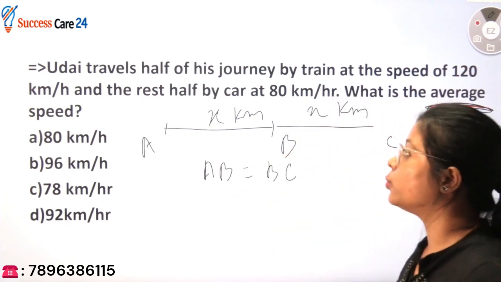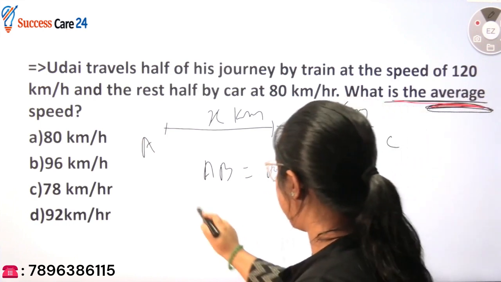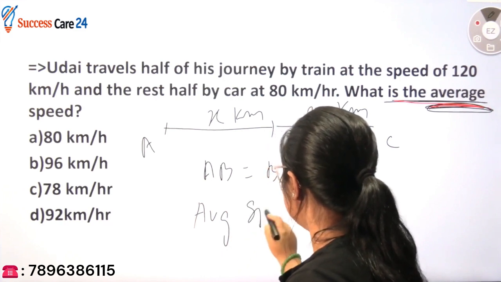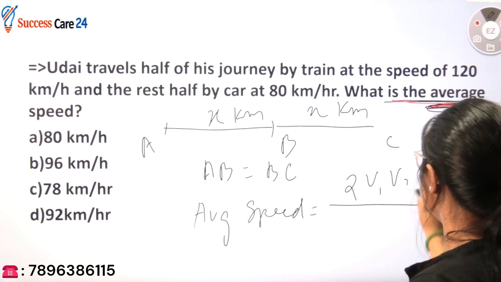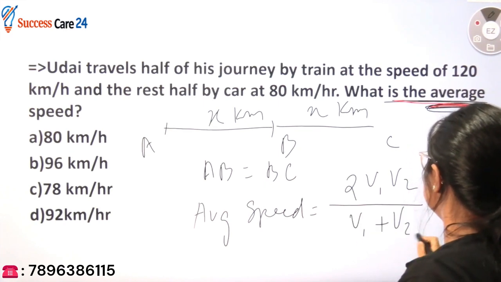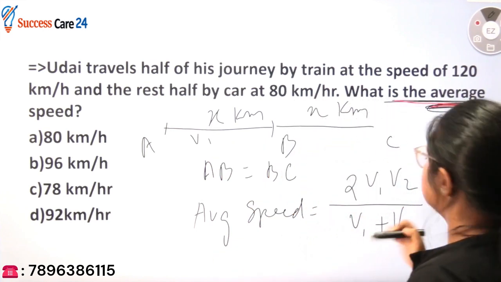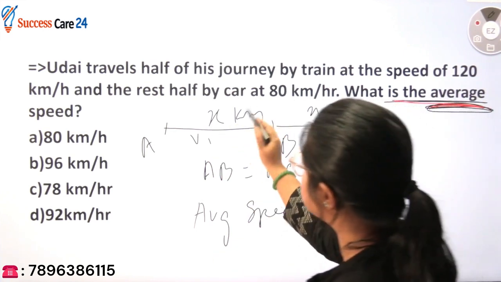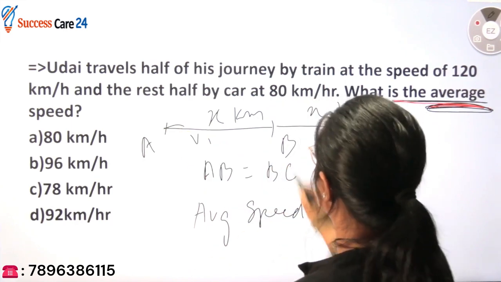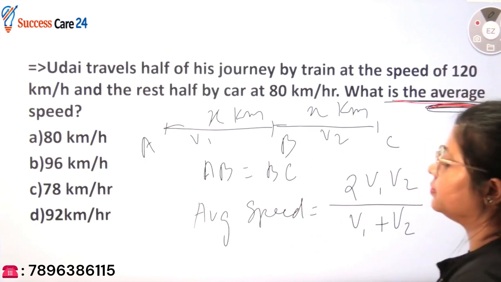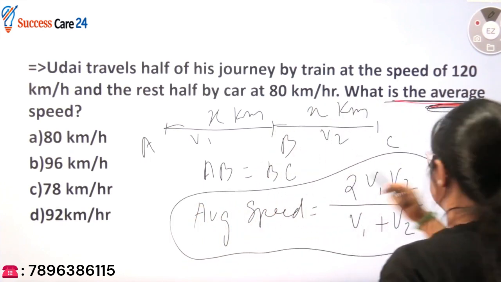So for such a case, we can calculate average speed by using the formula: average speed is equal to twice of V1 into V2 by V1 plus V2, where V1 is the speed to cover the distance x, and V2 is the speed to cover the distance BC. So we can use this formula for the average speed.